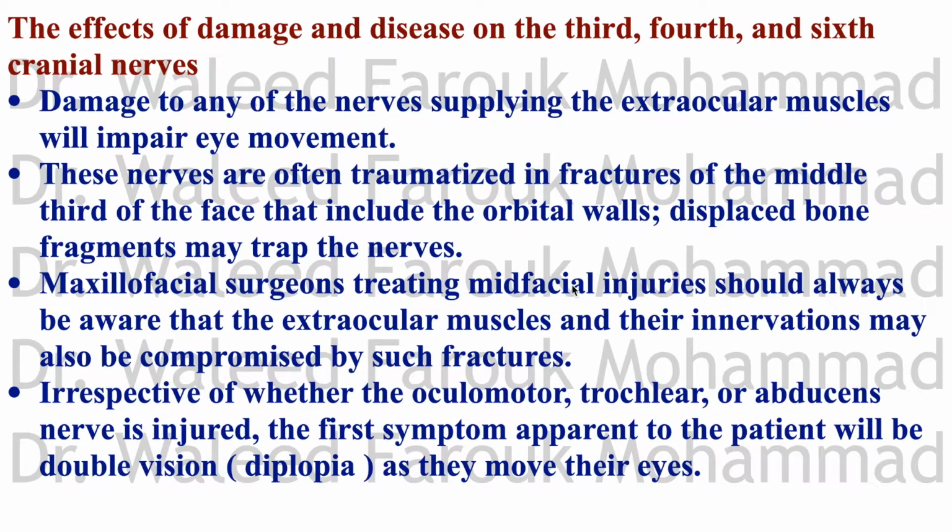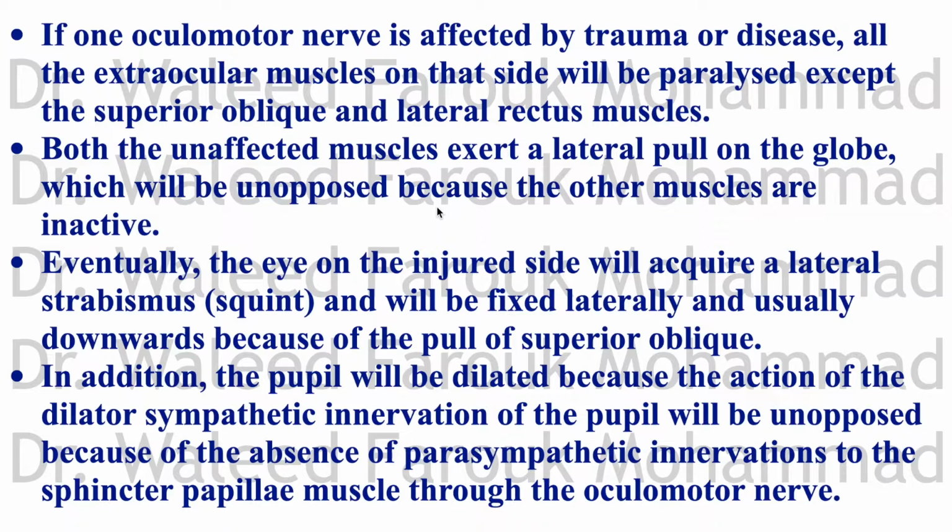Impairment of the eye movement results in lack of coordination of the movement of both eyes. So both eyes will exert different movements, and this results in double vision or diplopia, as we'll see. For example, if one oculomotor nerve is affected by trauma or disease, all the extraocular muscles will be paralyzed except the superior oblique and the lateral rectus, which have their own nerve supply.